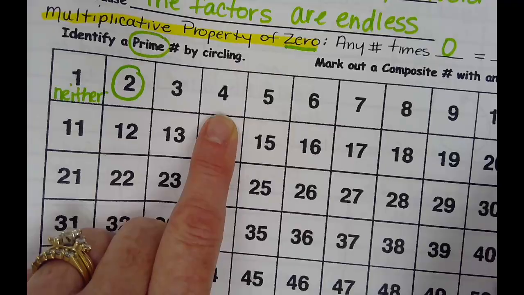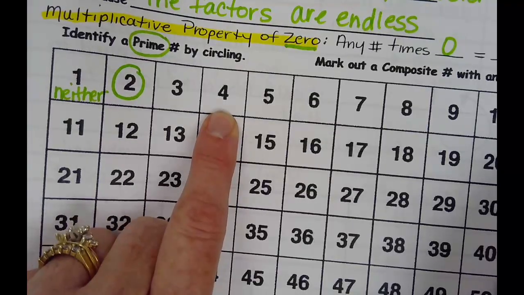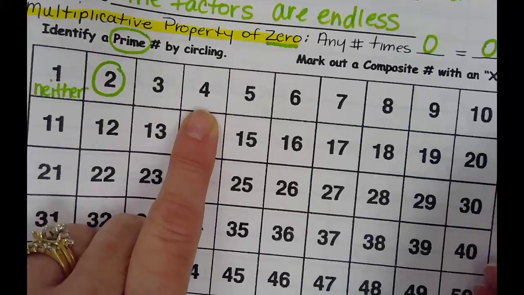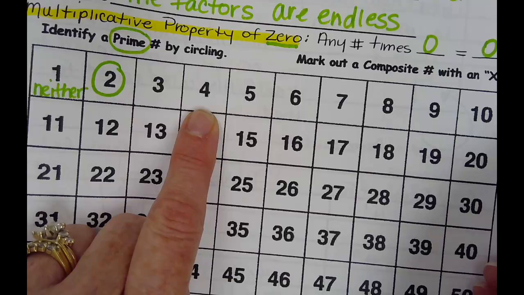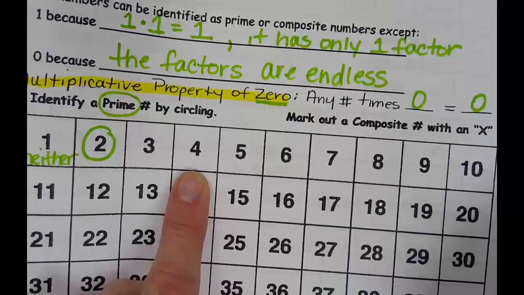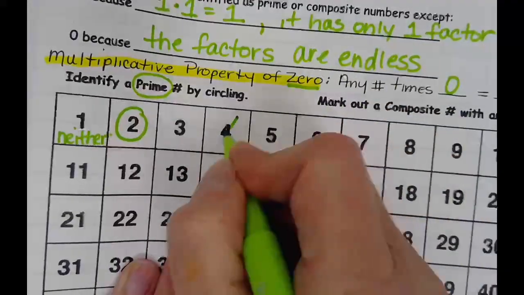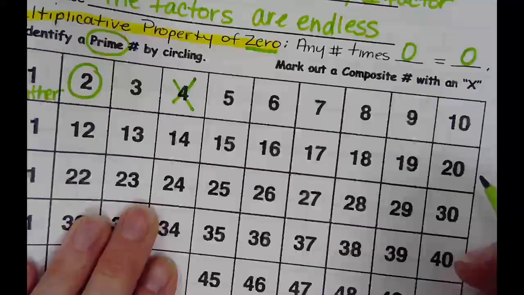If I am marking out composite numbers, is 4. If I'm counting by 2s, the 4 is going to be what? How can I get 4? Okay, we're multiplying, not adding. 1 times 4 and 2 times 2. Does it have more than 2 factors? So, it's composite. We're marking it out.